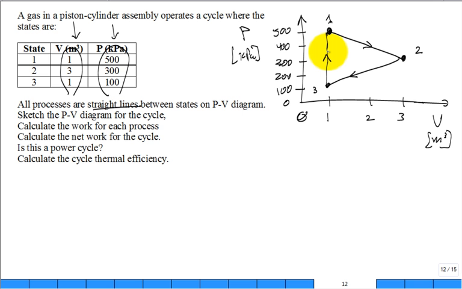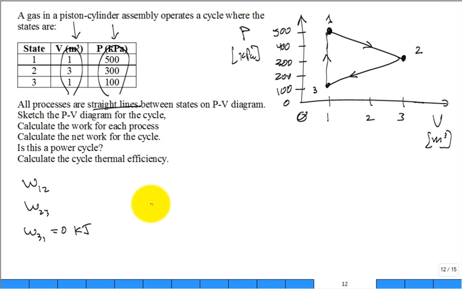That's great. Now I want to calculate the work for each process. So I need to calculate the work 1 to 2, the work 2 to 3, and the work 3 back to 1. Before I jump into the math, which ones are going to be negative? Which ones are going to be positive? Are any of them going to be 0? Can I look and see if one of them's 0? Which one's 0?